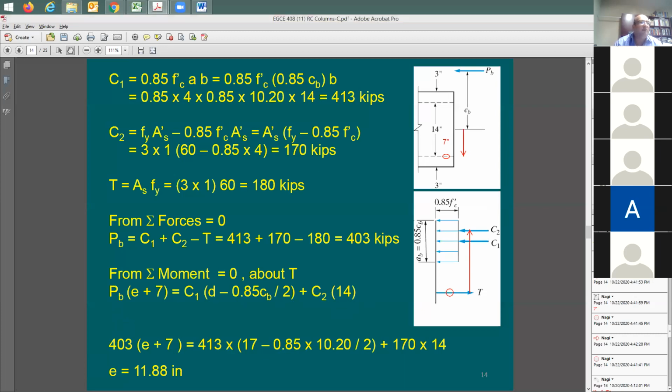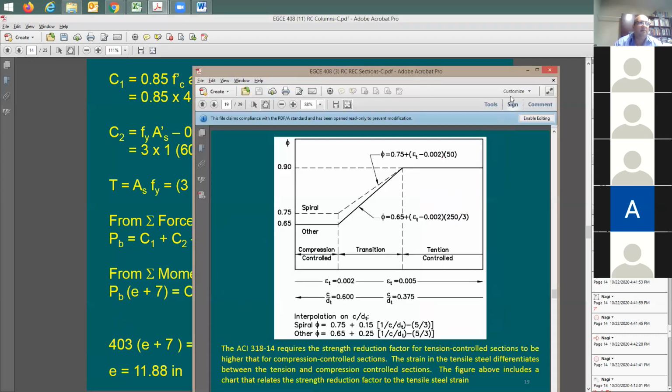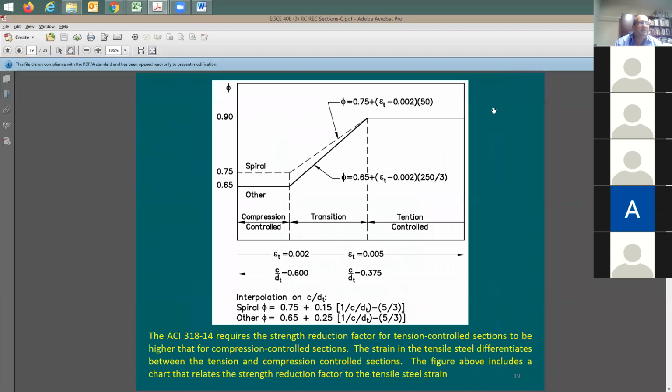Now you tell me what phi factor should you consider here? How much is the strain in the tension steel? I guess that was actually given to me in the problem. I don't have to recalculate it. It was given to me to be at 0.02. The question asked me to find out phi Pn and phi Mn right at this point when the tension steel is going to be at 0.02 strain level. I said, okay, it means phi factor is 0.65.